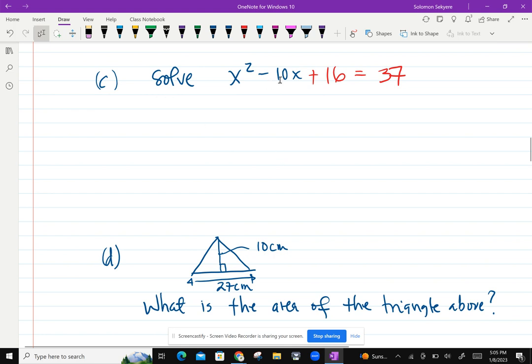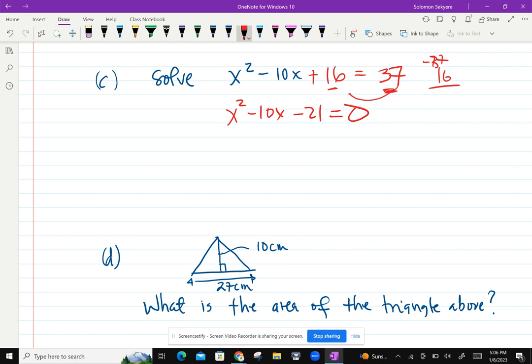Okay, what about this one here? Solve x squared minus 10x plus 16 equals 37. How do you do that? In quadratic equations, most of it, you want it to be equal to 0. At this level that we are right now, we want it to be equal to 0. So you need to move everything to the left. So now you're going to get x squared minus 10x, and it will be 16 minus 37. See that? Equals 0. Now, what do we have here? The next step is for you to factor this one here.